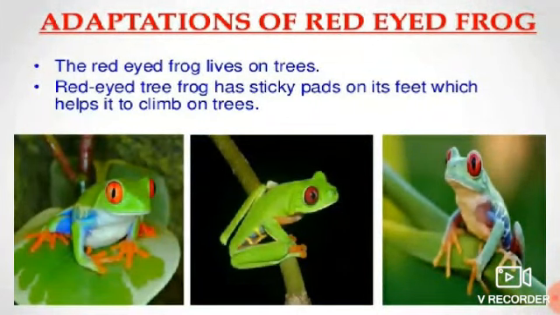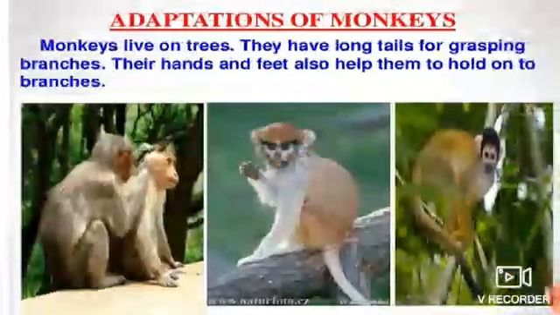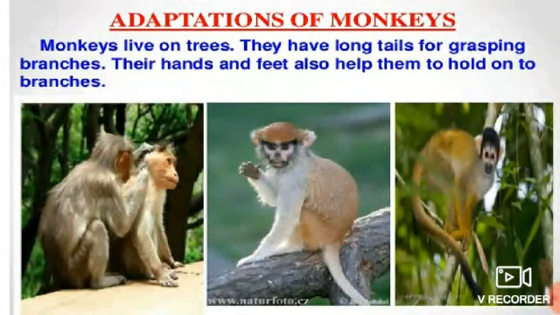Now, adaptations of the red-eyed frog. The red-eyed frog lives on trees. The red-eyed tree frog has sticky pads on its feet which help it to climb trees. Adaptations of monkeys. Monkeys live on trees. They have long tails for grasping branches. Their hands and feet also help them to hold on to branches.